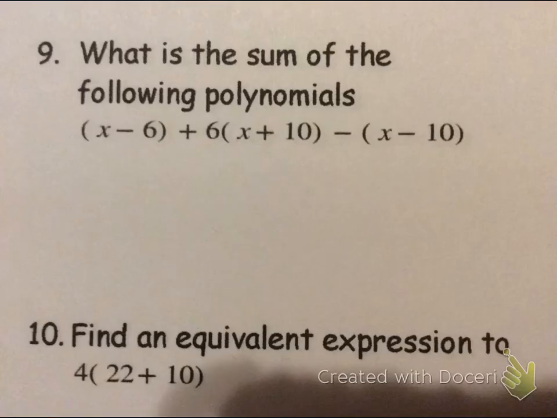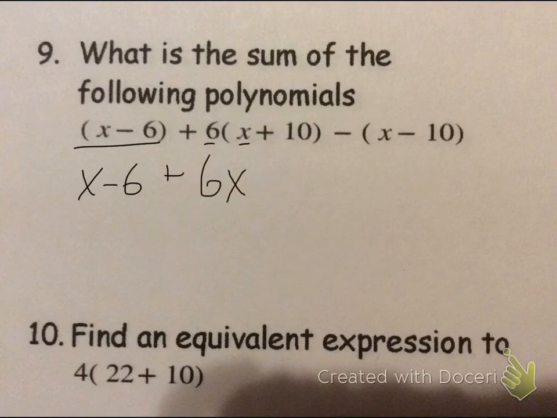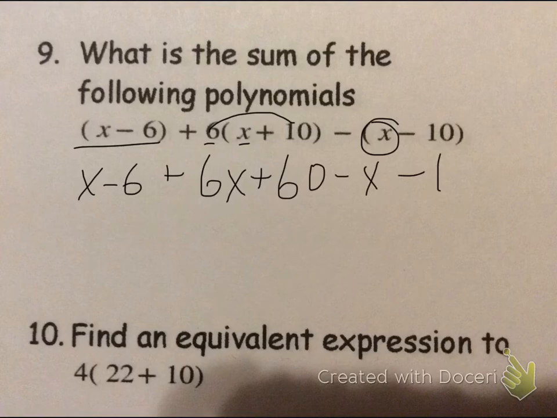All right, number 9. So I don't know if you figured this out yet or not, but the large part of questions that we're going to deal with from now on involve the distributive property. So x minus 6, we've got nothing to distribute there, so we'll just go x minus 6 plus, and now we've got 6, so 6 times x is 6x plus, and now I need to put that 6 into the 10 as well. 6 times 10 is 60 minus, and oh look, I got nothing to distribute over here, x minus 10.